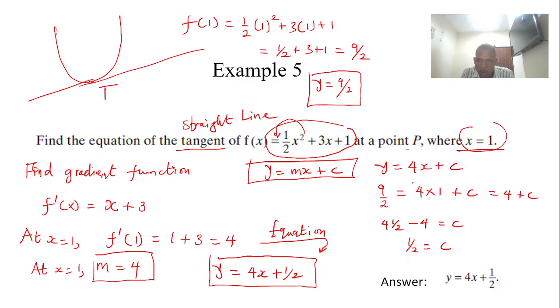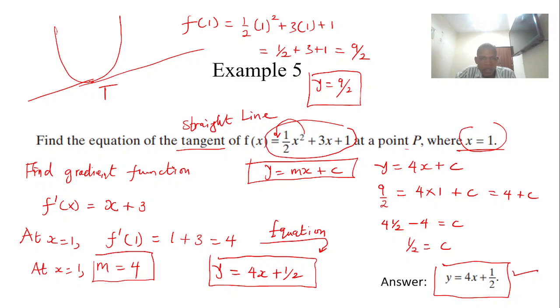Now I use that to get the value of c. Now that gives me the final equation. So y equals 4x plus half. You can say that is the answer over here. And it's correct. That's the answer. Okay. So now this is how we find the equation of a tangent to a curve at a point.